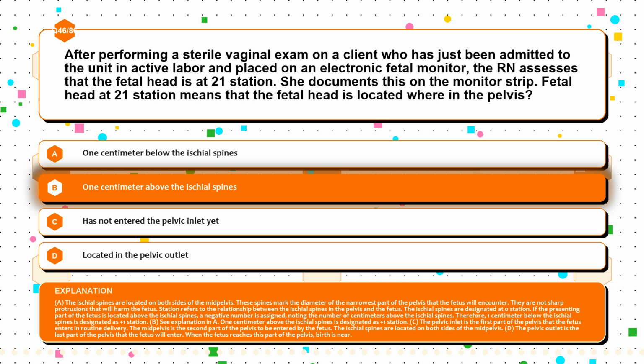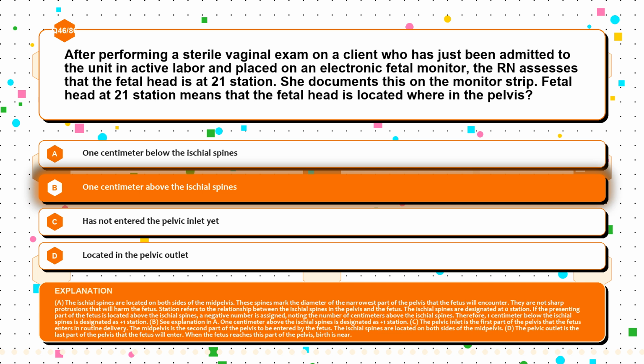If the presenting part of the fetus is located above the ischial spines, a negative number is assigned, noting the number of centimeters above the ischial spines. Therefore, 1 centimeter below the ischial spines is designated as +1 station. Explanation for A: 1 centimeter above the ischial spines is designated as -1 station.